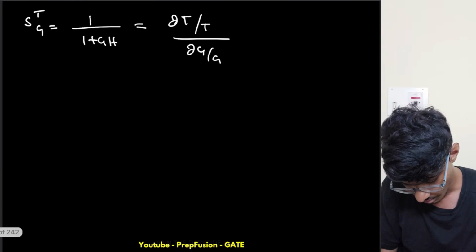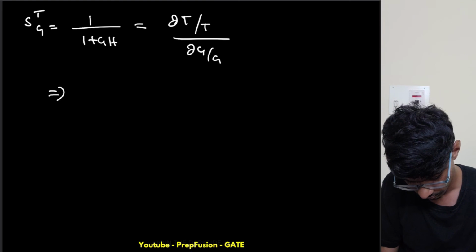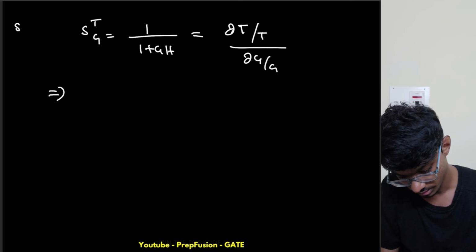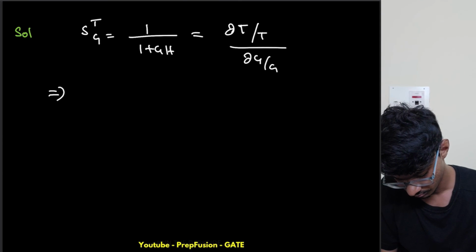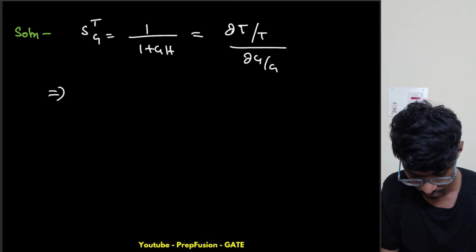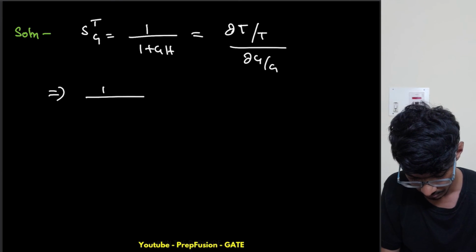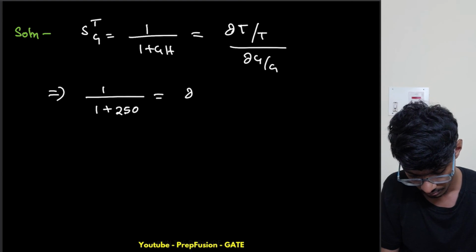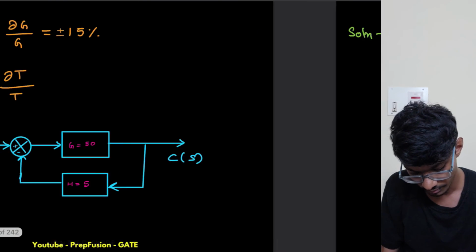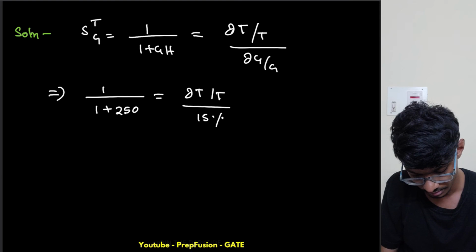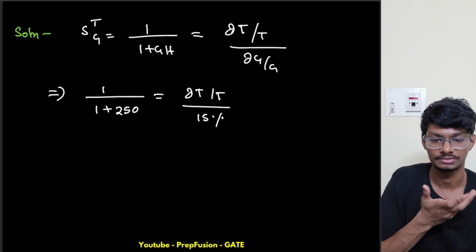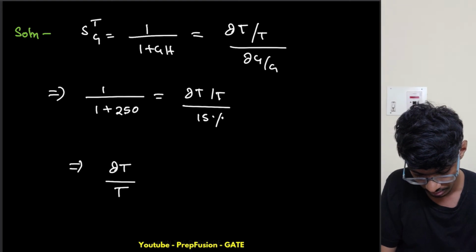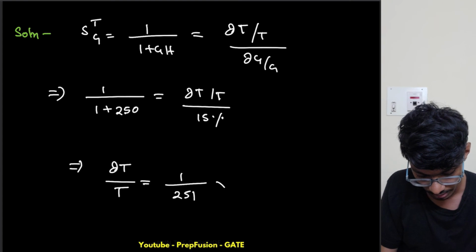Let me write this as the solution. So it is 1 by 1 plus 250, by, what is this, 15%, right? Okay, so basically I can approximate it as 1 by 250 only. So delta t by t is 1 by 251 times 15%.